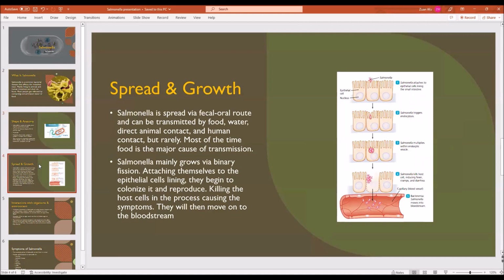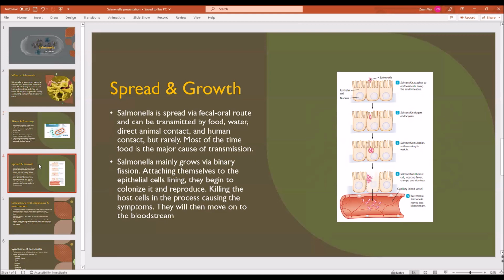Spread and growth. Salmonella is spread via the fecal-oral route and can be transferred by food, water, direct animal contact, and human contact. But human contact rarely happens, as nearly 94% of the time it is via food.